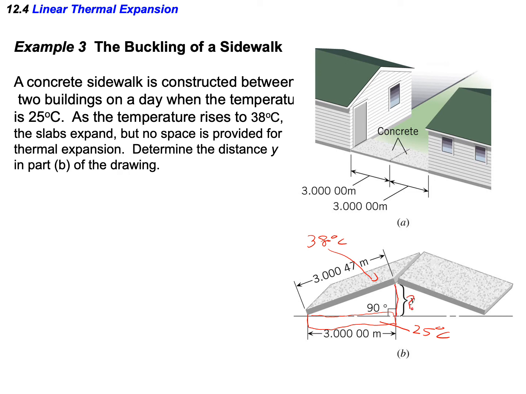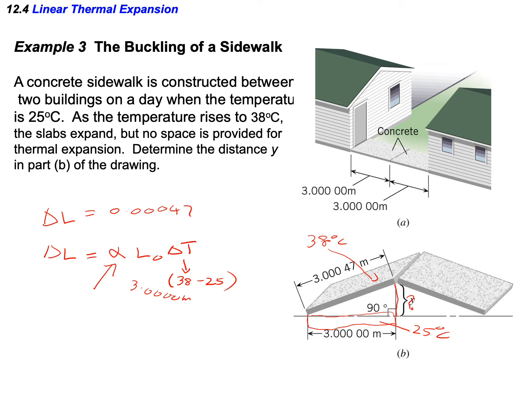From the equation, we can calculate delta L. The initial length is 3.00000 meters, and the expansion delta L is 0.00047. You can calculate this using the expansion coefficient. Delta L is equal to alpha L naught delta T. Delta T is the temperature change, which is 38 minus 25. The initial length is 3.000 meters, and then for alpha, you can look up the linear expansion coefficient of concrete, and then you can calculate.